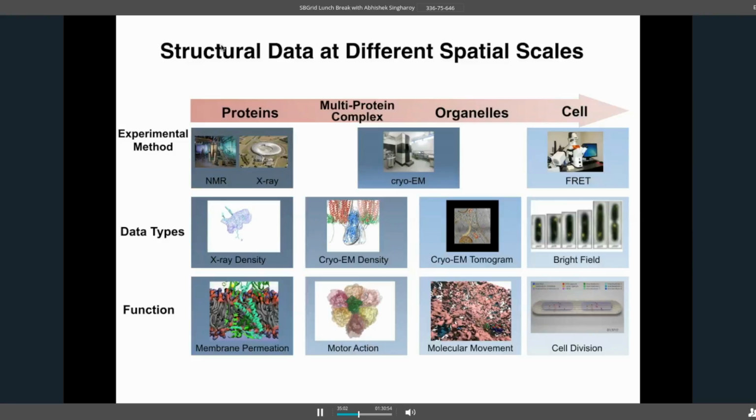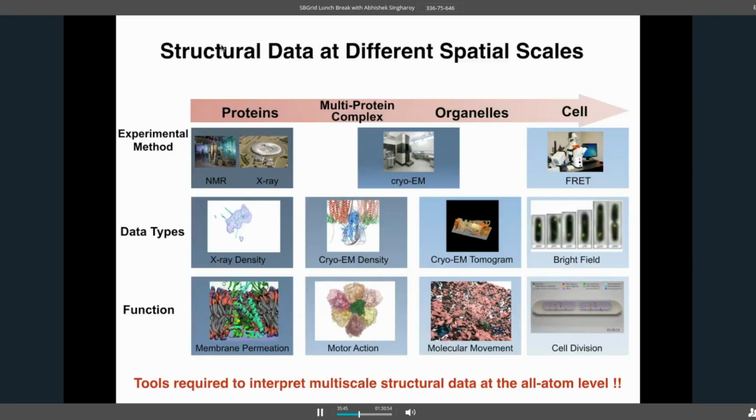If you are interested in X-ray crystallography, often you are also interested in how the protein is functioning. I've given an example of a membrane permeation process. Generally, X-ray crystallographic data or NMR data would end up transcending into discoveries in membrane permeation. Similarly, when you go on to cryo-EM, you gain more knowledge about motor action mechanisms and molecular movements. And similarly, at the cell scale, you get knowledge about things like growth and cell division. So these are various scientific targets that are aligned with the structural assignments that people use, starting with these data types.